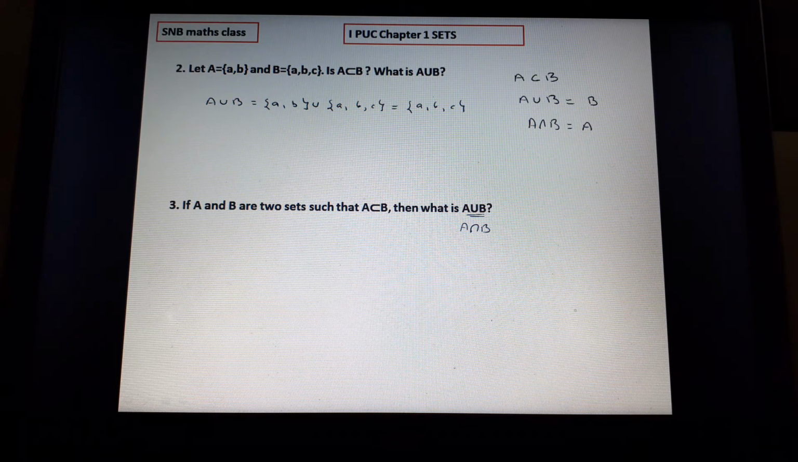This you can write yourself. If A and B are two sets and A is a subset of B, then what is A intersection B instead of A union B? Because it is already discussed here. It is A.